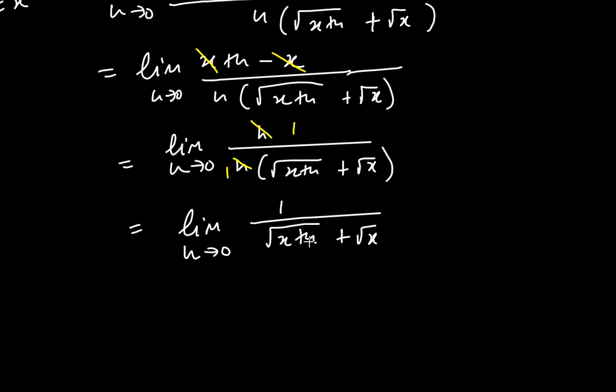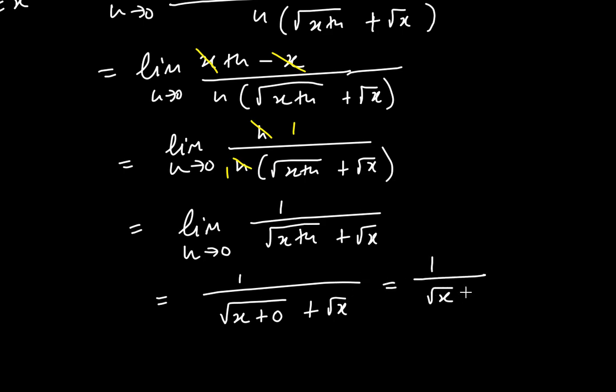Now we can substitute h as 0. So we're now gonna say 1 all over the square root of x plus 0 plus square root of x, which is 1 all over square root of x plus square root of x, which is 1 all over 2 square root of x. Okay, so this would be the derivative of f.